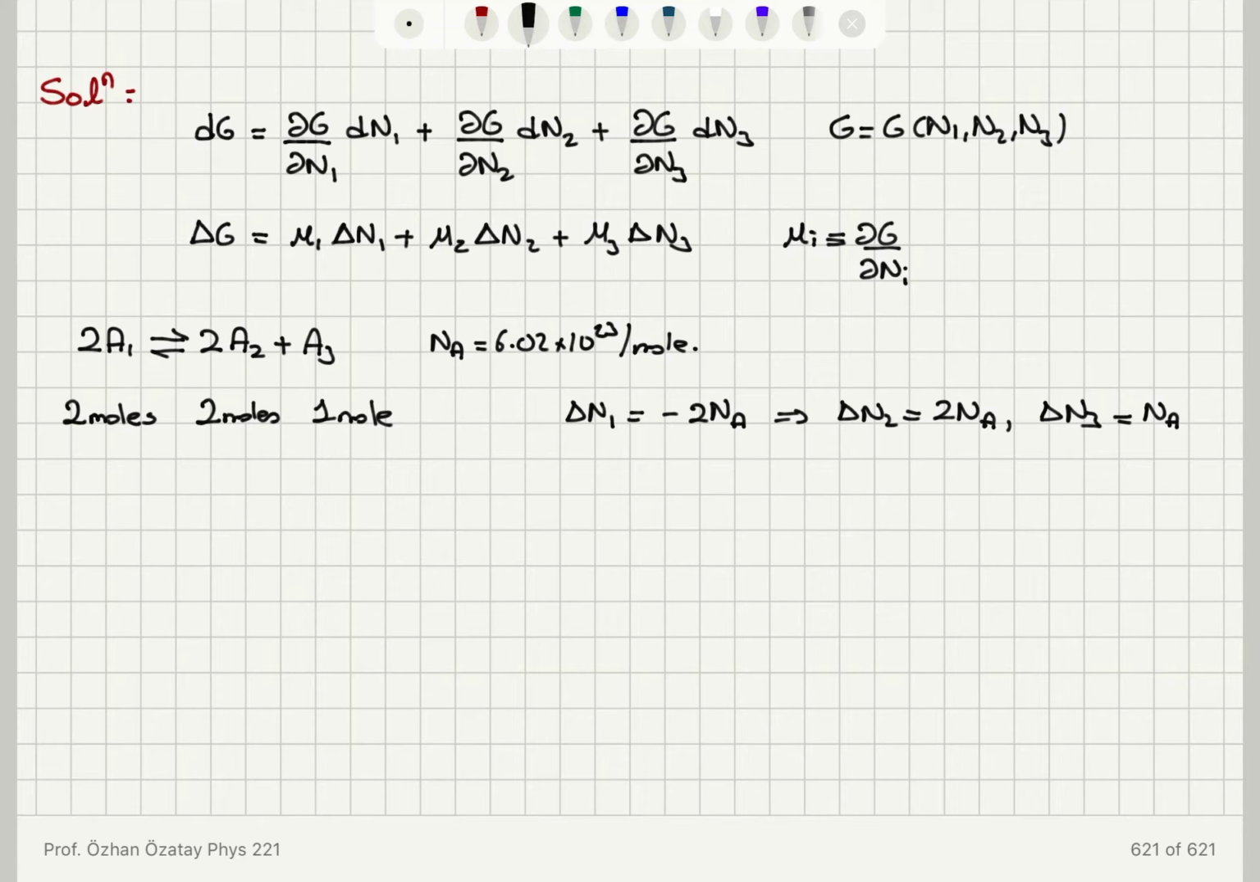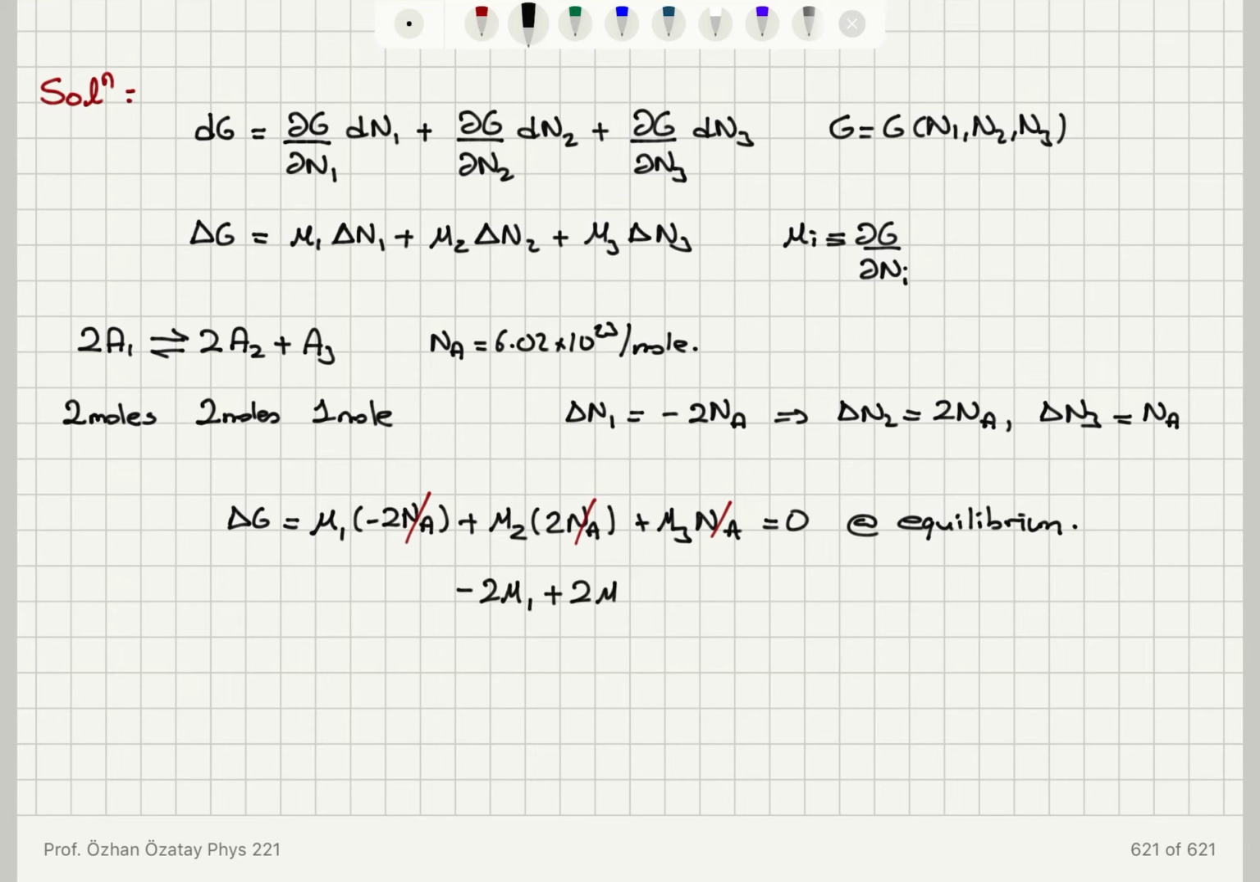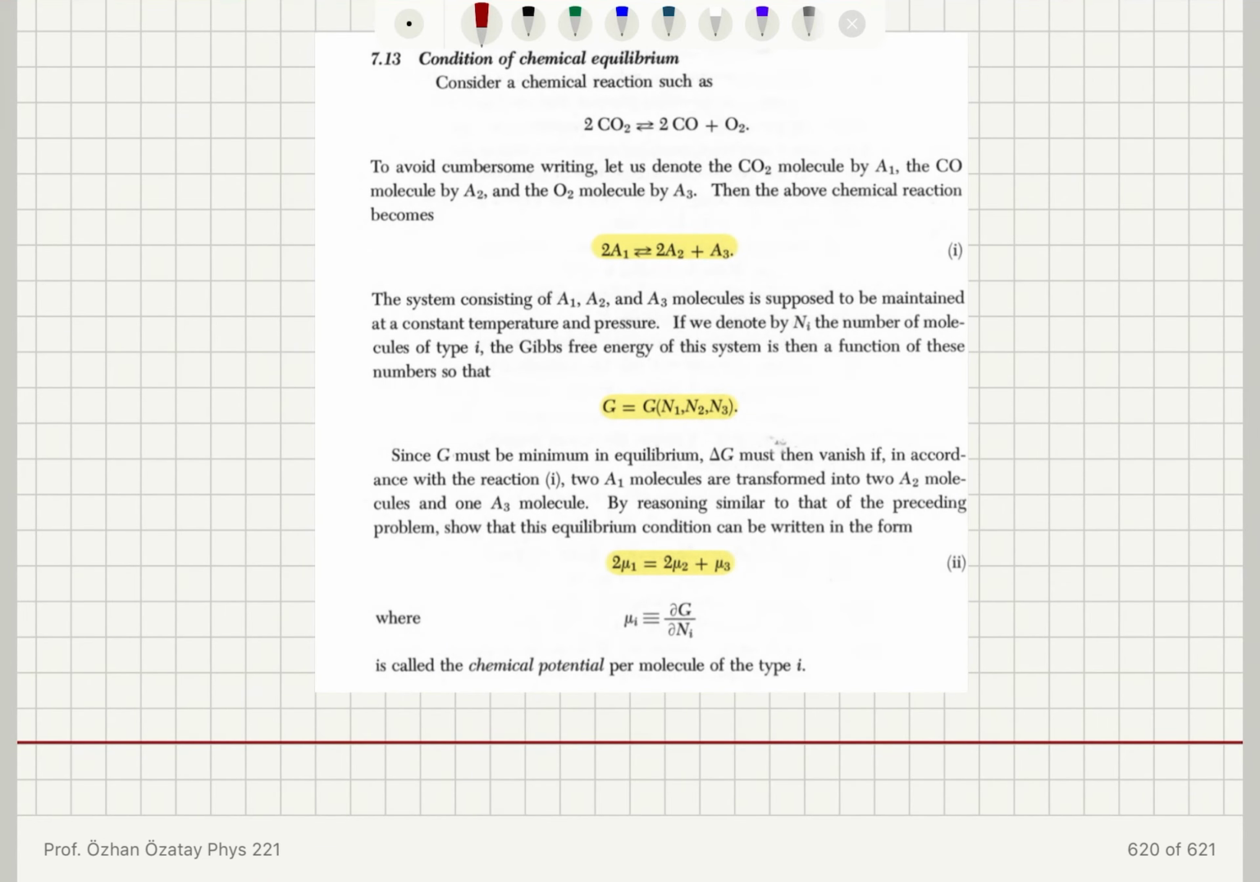If I substitute this, delta G is going to be mu 1 times minus 2 Avogadro's number, plus mu 2 times 2 Avogadro's number, plus mu 3 times Avogadro's number. This has to be equal to zero at equilibrium, since the Gibbs free energy must be a minimum. So the Avogadro's numbers will cancel. Minus 2 mu 1 plus 2 mu 2 plus mu 3 must be equal to zero, or the chemical potential 2 mu 1 must be equal to 2 mu 2 plus mu 3, as suggested in the problem statement. So this is what we were supposed to show.